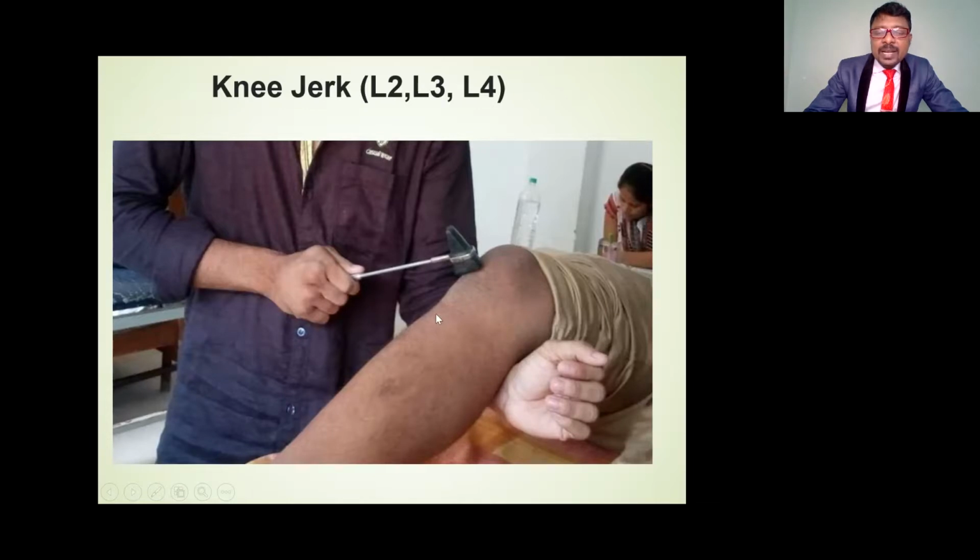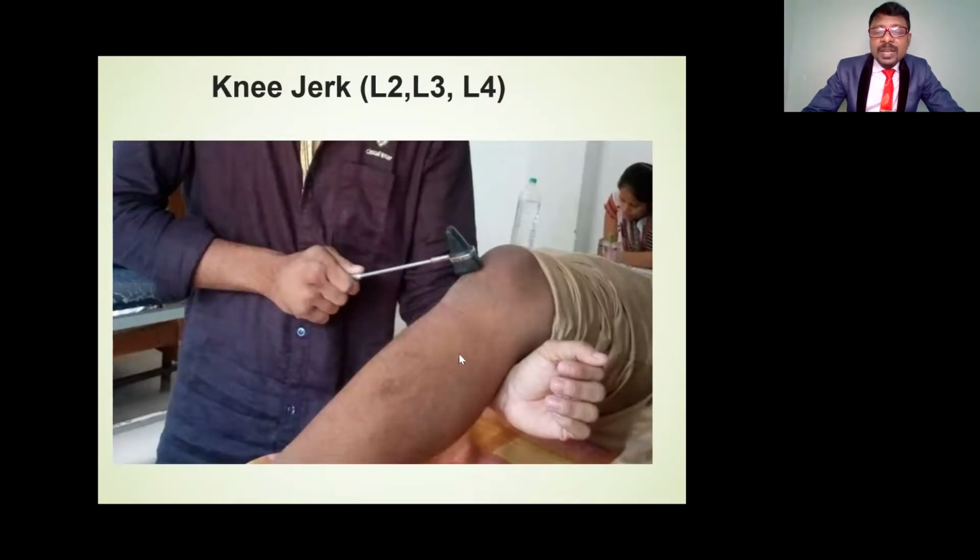If we tap over the patellar tendon, the reflex goes from this receptor through the sensory afferent neuron to the spinal cord. From the spinal cord the response comes through the motor neuron and reaches the quadriceps. The quadriceps gives the movement, that is the extension of the knee joint. This extension response indicates the L2, L3, L4 nerve roots are intact. If there is any weakness or hyporeflexia, it indicates a lower motor neuron type of injury.